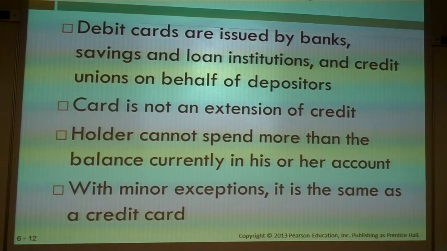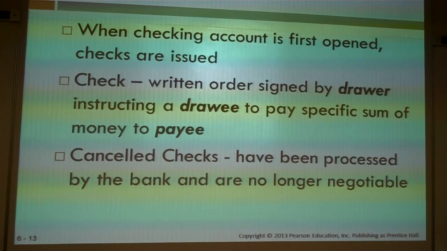Other sources of revenue: debit cards are issued by banks, savings and loans institutions, credit unions. It's not an extension of your credit, it's just what you have in that checking account as your debit card. It can be tied to a credit card, so if you have an overdraft, it can directly come off of a credit card. So that third one where it says the holder cannot spend more than the balance in that account, they can, if it's tied to a credit card with that bottom one.